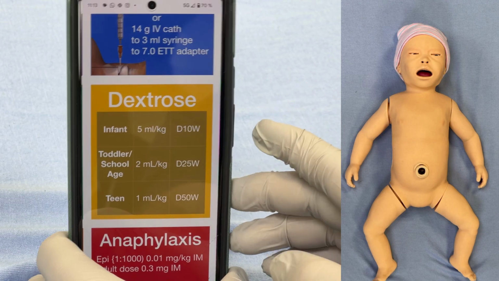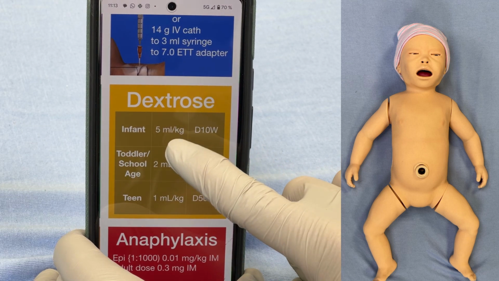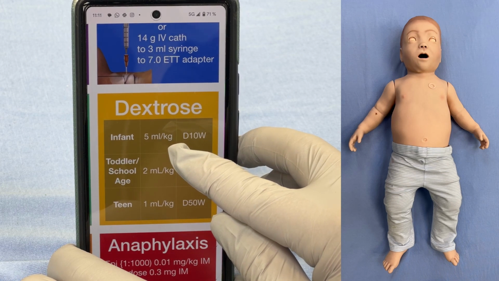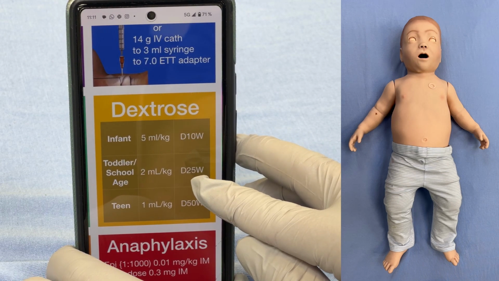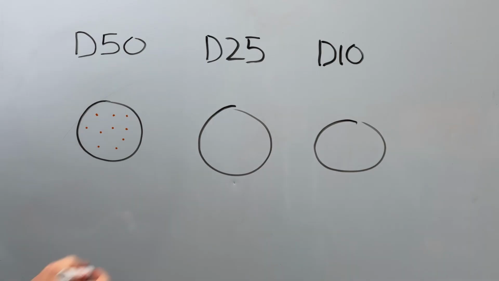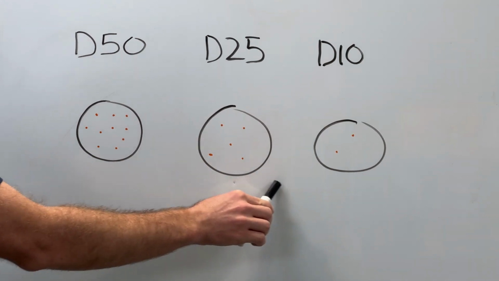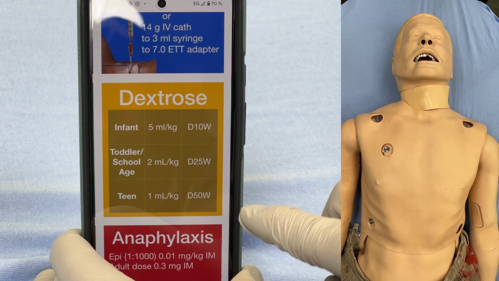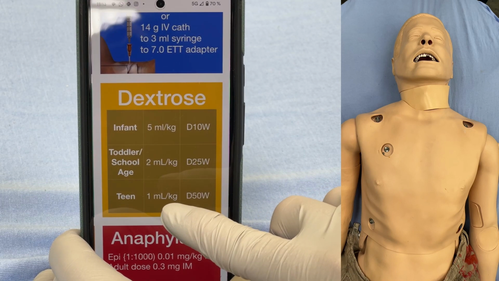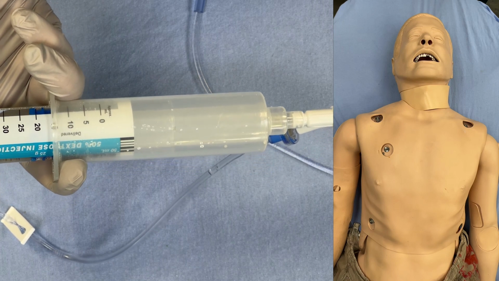For our group in the first year of life, with their delicate little veins, we'll use the small concentration of D10 at 5 milliliters per kilogram. For children who are no longer infants but not yet teenagers, we'll use the medium concentration of D25 at 2 milliliters per kilogram. The veins of this age group are a little larger and can tolerate the higher osmolarity of D25. For teenagers and adults, we can use the large concentration of D50 at 1 milliliter per kilogram. If the patient weighs more than 50 kilograms, we'll just standardize the dose at 50 milliliters.